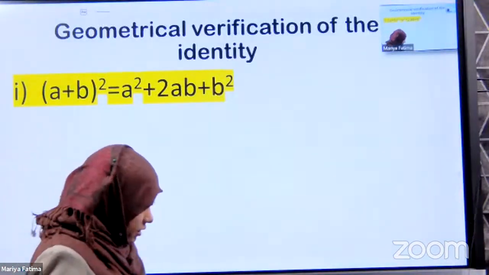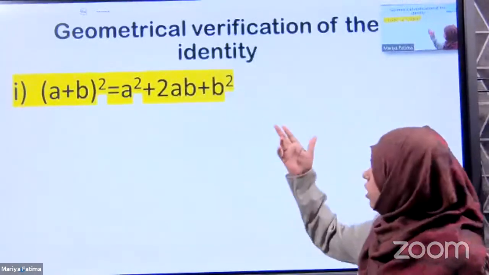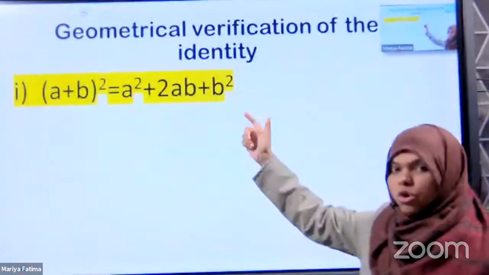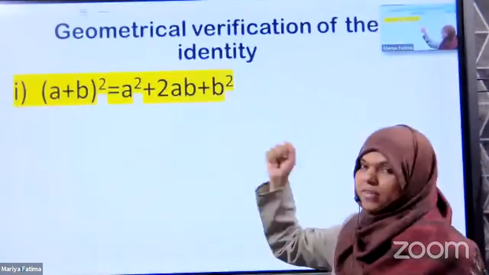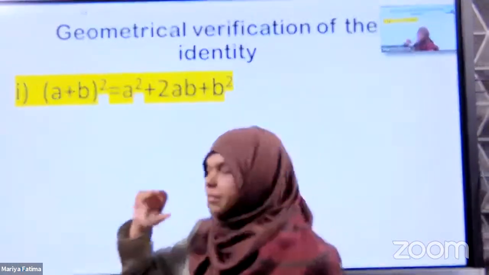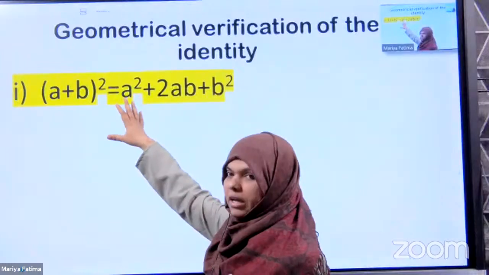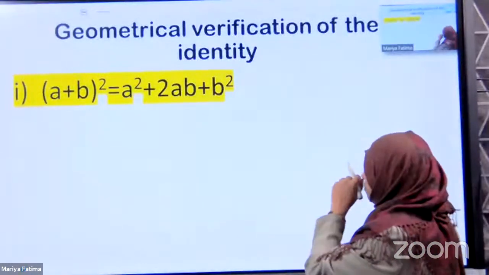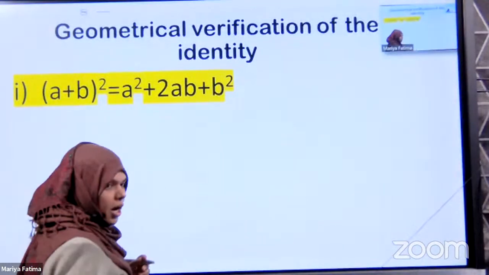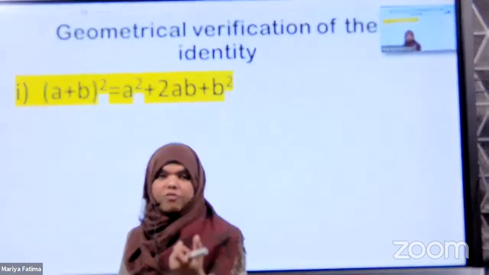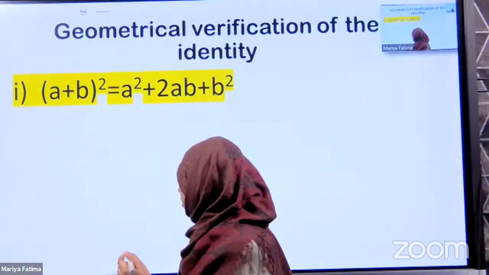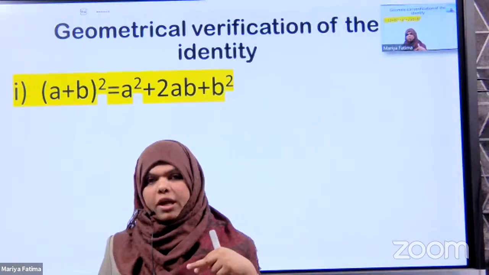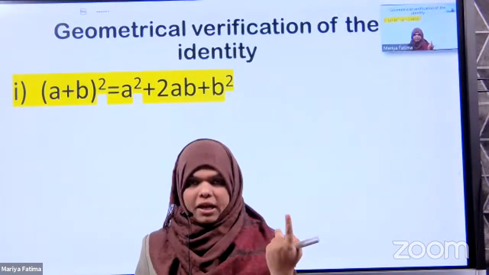Now next, how can we prove this identity geometrically? This is the geometrical verification of this identity. Whether (a plus b) whole square is equal to this or not, we can see by this proof. You know how to find the area of a square. If you have a side a, then what will be the area of the square? a into a, side into side, that is nothing but a square, isn't it?